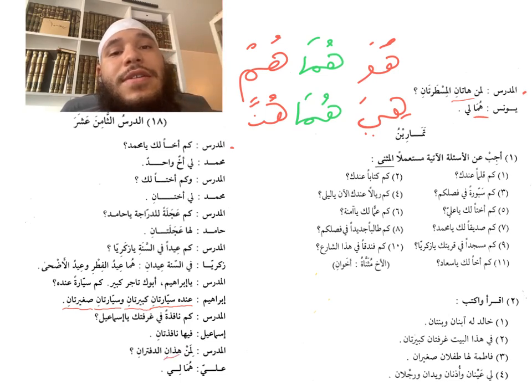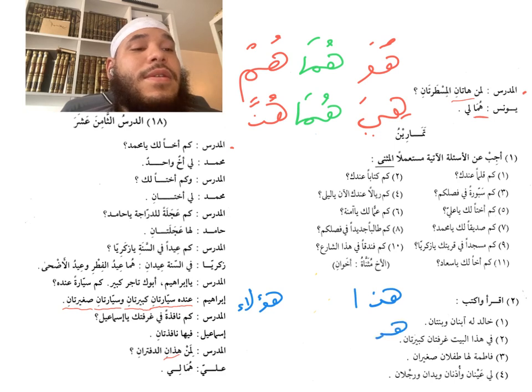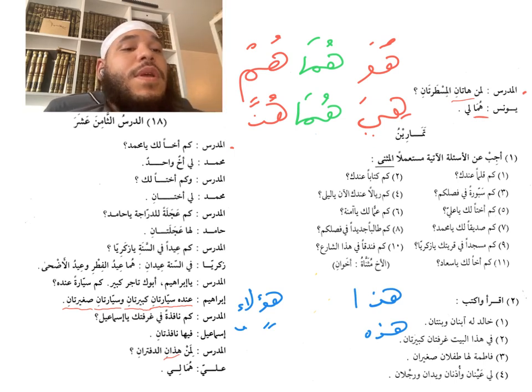So hatani, so we learn hada, haulai. Then in between we have هذه هؤلاء again. Okay, in between them we have هذان and we have هاتان. This is the jewel.